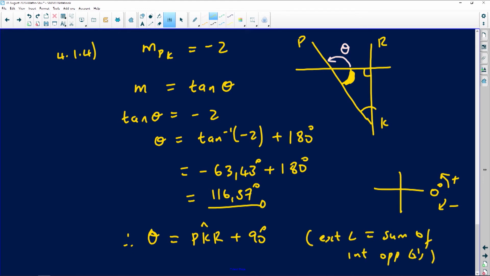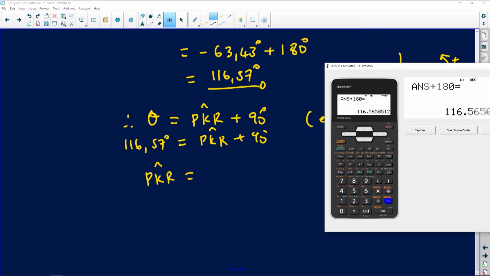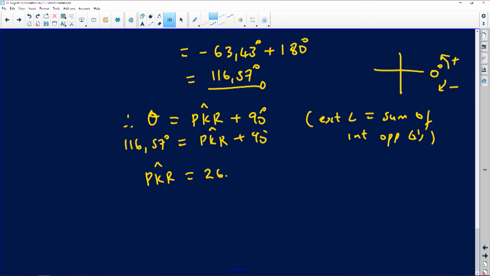Very powerful stuff. Right. Now, once I've got the theta value of 116.57 degrees, I'm looking for PKR. I can then simply finish that off by saying the angle we are interested in, that angle PKR, is just that number we have minus 90 degrees. So just subtract 90 degrees from it, then you're going to get 26.56. Why does it say 56? Okay, well, 26.57, not 657. 26.57 degrees becomes the total value of that particular angle that we are interested in.